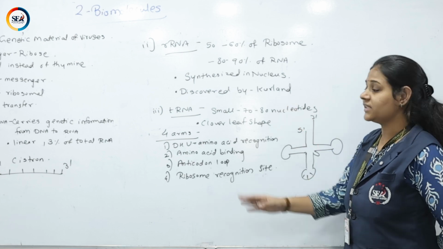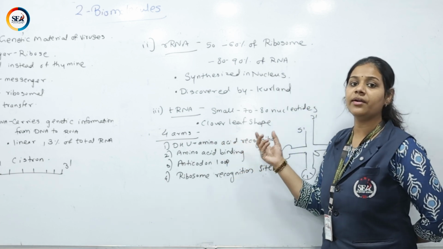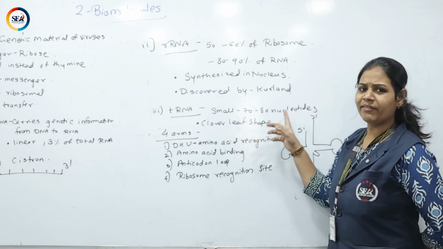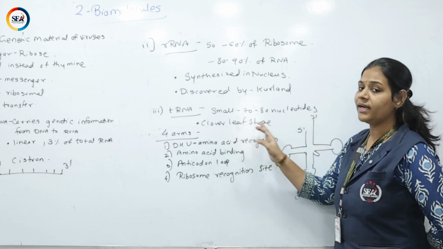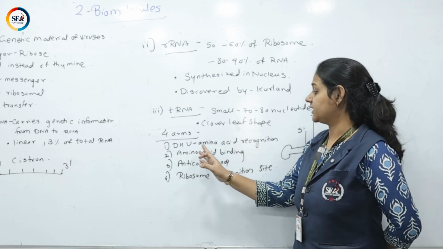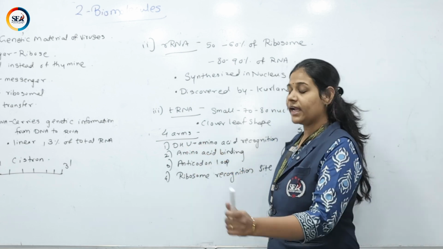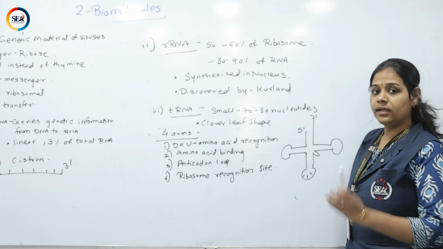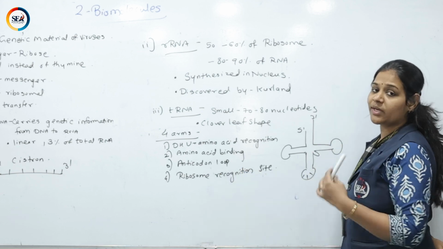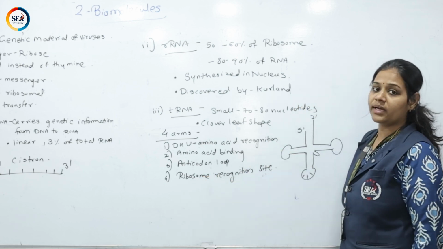The third type of RNA is tRNA, or transfer RNA, which has an important role in translation, that is the protein synthesis process. They are small, 70 to 80 nucleotides, with a clover leaf structure. It looks like a clover leaf, with 4 arms. First is the amino acid recognition arm, which is also called the DHU arm. Second is the amino acid binding site. Third is the anticodon loop, which binds with the codons present on mRNA during translation. And fourth is the ribosome recognition site.